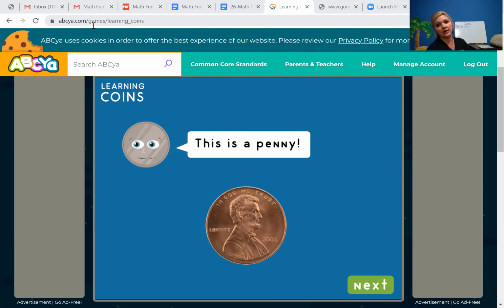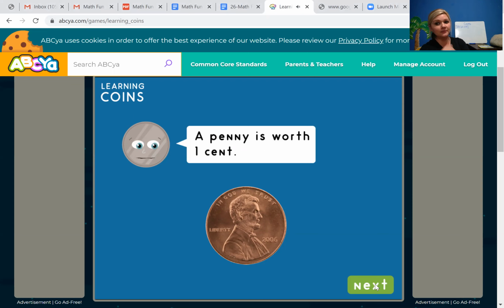I just want to go ahead and play this game with you a little bit, and see if we can remind ourselves of the names of our coins. Yesterday I wasn't sure if we had some actual pictures of money, so I wanted to find some more today. This little dude says, everybody read it with me: this is a penny. A penny is worth 1 cent.